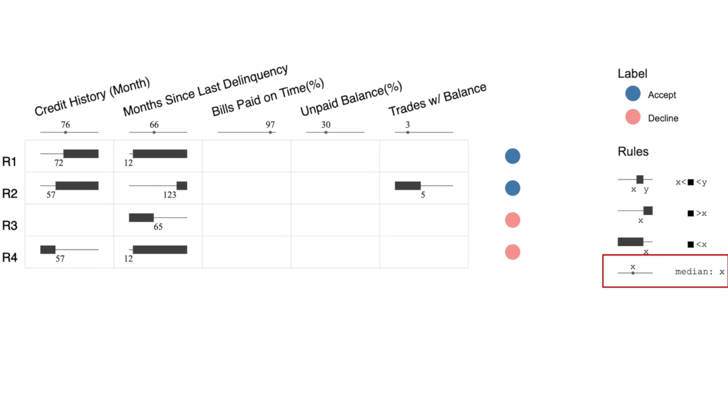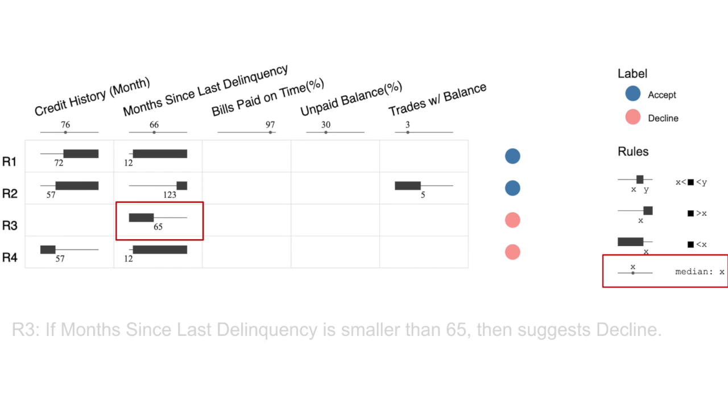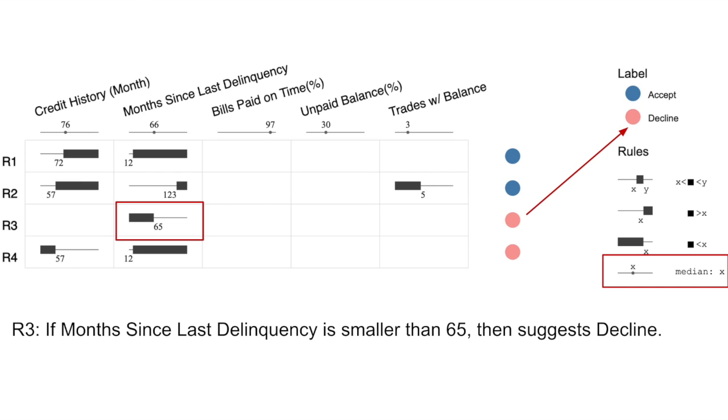And a line with a dot on it marks the position of the median value of a feature. The median values are still presented on the top of the table. Here in this table, the third row represents the rule R3. If months since last delinquency is smaller than 65, then it suggests decline.